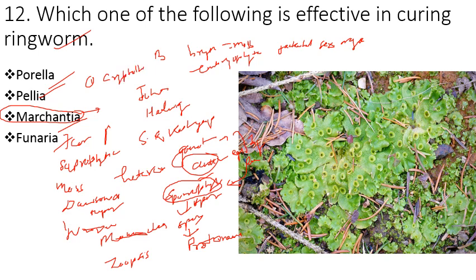and the other one is Buxbaumia, B-U-X-B-A-U-M-I-A, Buxbaumia. Both these genera are saprophytic, meaning they grow on dead decaying organic matter.